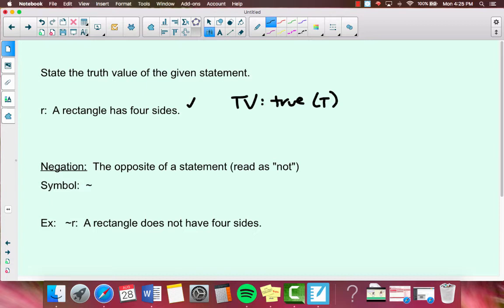Sometimes they'll be really easy. Sometimes you might have to make sure that they are. Maybe you do a little research with it to make sure it's true or false, and then you go from there. Okay, but then we're going to get a step further where we talk about negation.